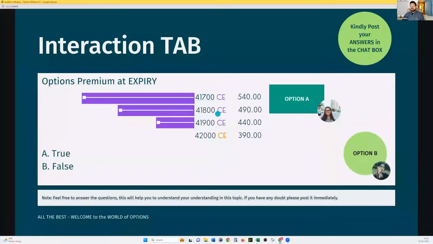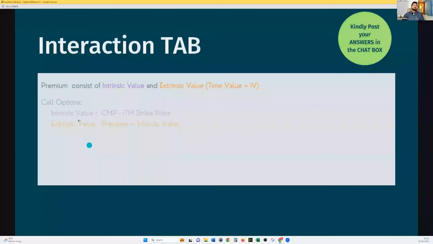Okay, now this is true or false? Come on, guys, type your answers in the chat box. Fast, fast, fast. The option premium at expiry, this is true or false? Yes, it is true.